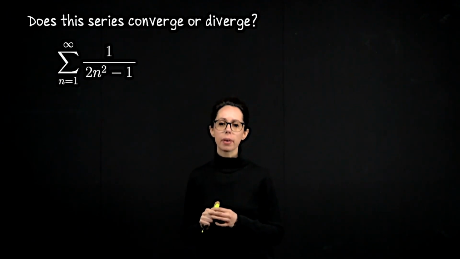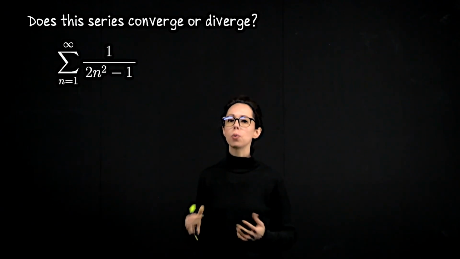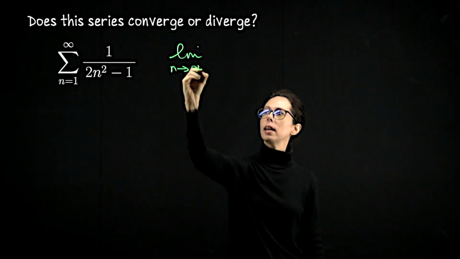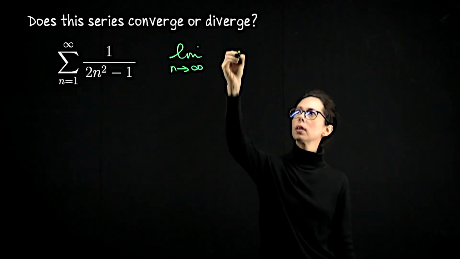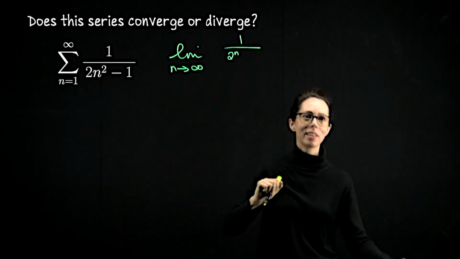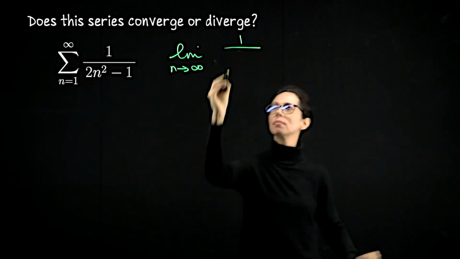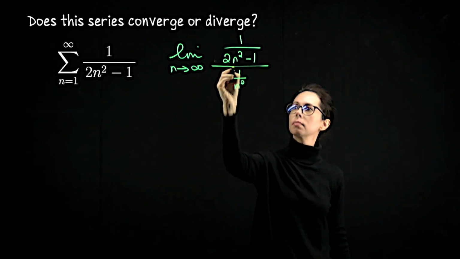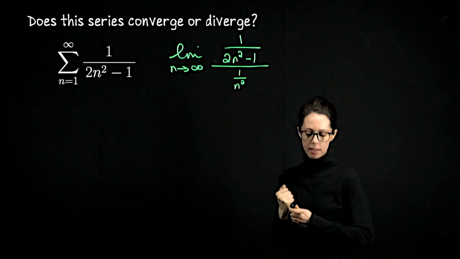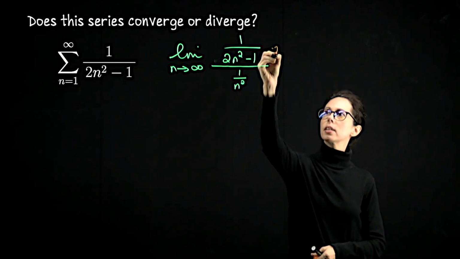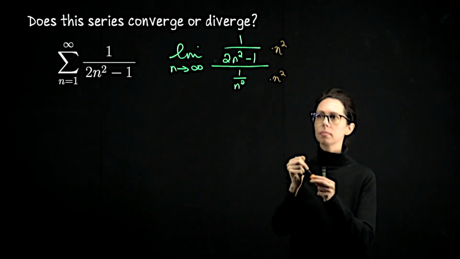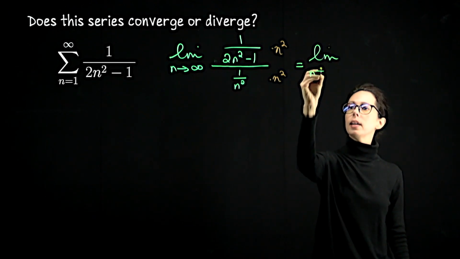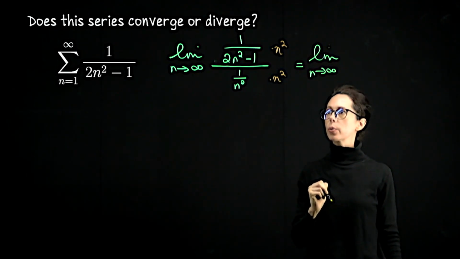So what we can do now is set up a comparison between this series and the known p-series 1 over n squared. So we can say the limit as n goes to infinity of, let me put this one in the numerator, 1 over 2n squared minus 1, divided by 1 over n squared. Okay, to simplify this fraction, let's multiply the numerator and denominator by n squared. And the denominator is going to cancel out, leaving us with the limit as n goes to infinity of n squared over 2n squared minus 1.